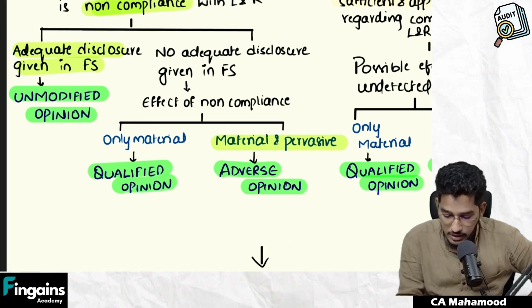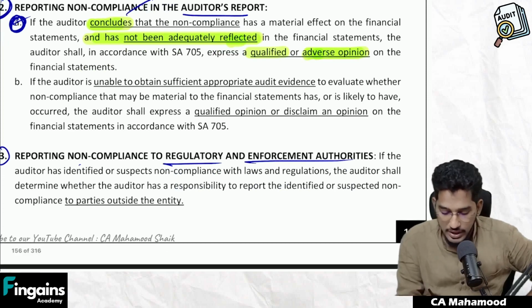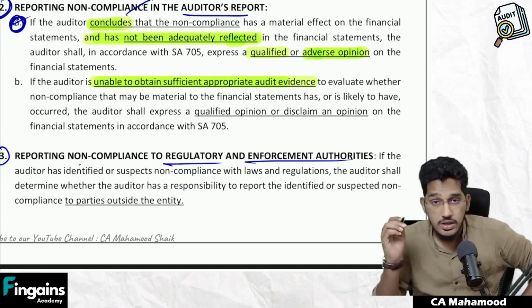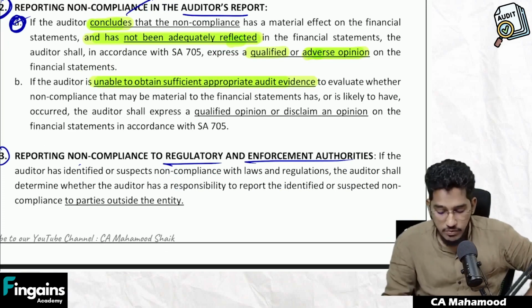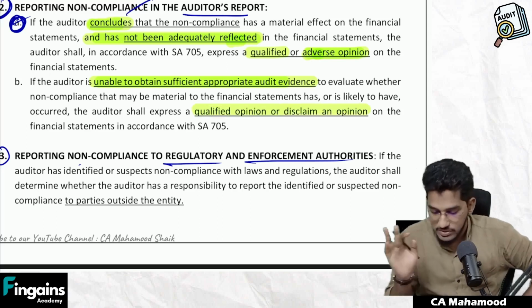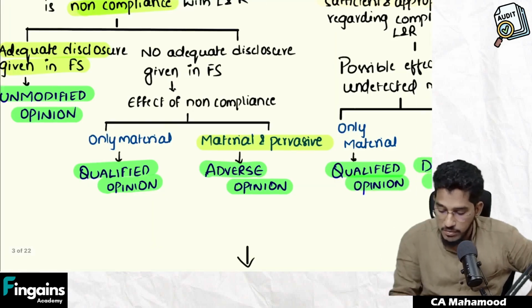Now, coming to the next point, if the auditor is unable to obtain sufficient appropriate audit evidence, what? If the auditor is unable to obtain sufficient and appropriate audit evidence to evaluate whether non-compliance that may be material to the financial statements has occurred or is likely to have occurred, then the auditor shall express either a qualified opinion or a disclaimer of opinion. Simply, the same thing I have explained in the form of a chart here.